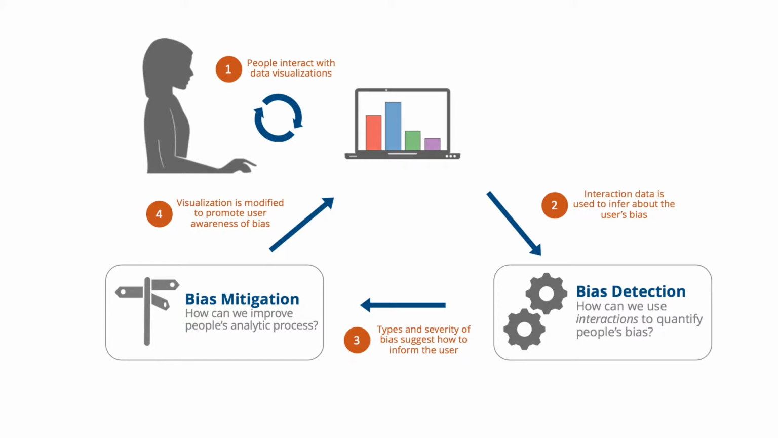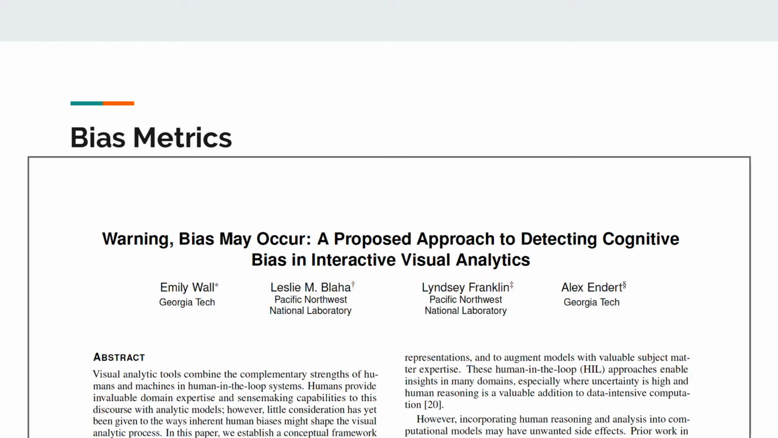We can then design interventions that can modify aspects of the interface to make users aware of those biases in real time to help them make better decisions. In this work, we are focusing on refining the area of bias detection. In a previous paper by Wall et al., a set of computational metrics were defined for characterizing bias based on people's interactions with a visualization.